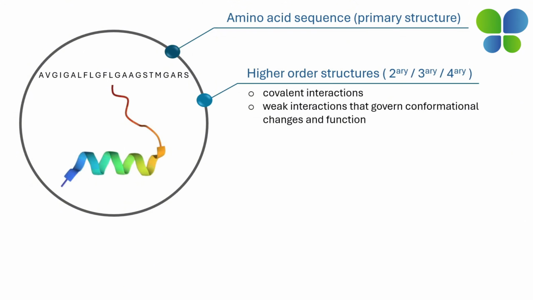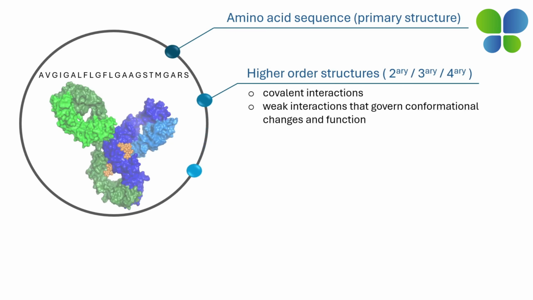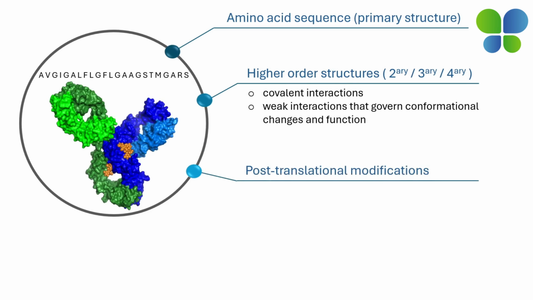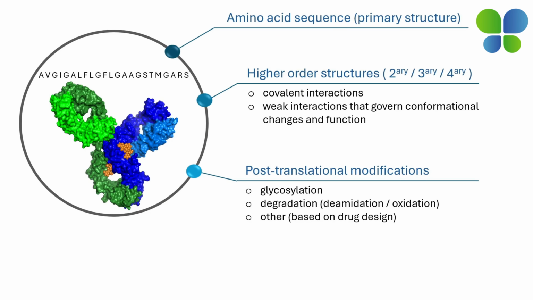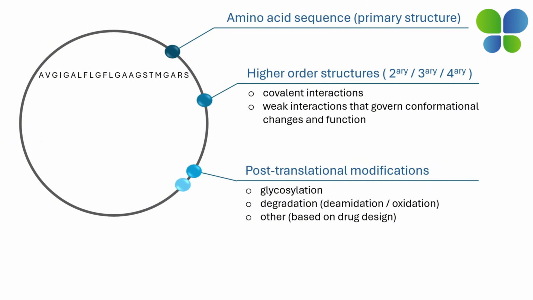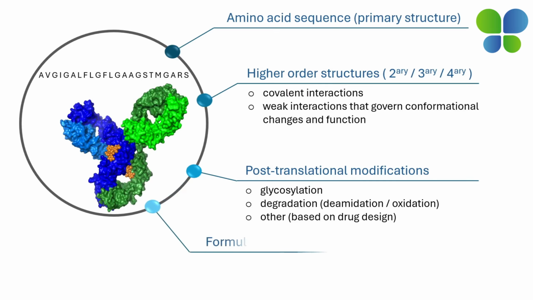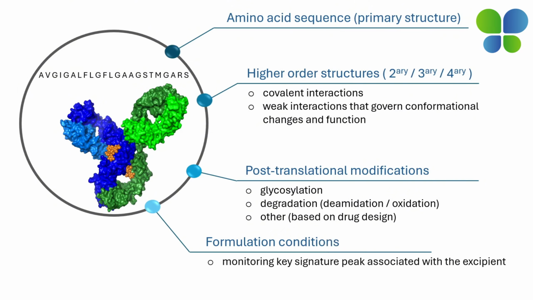As part of product-related impurities, one must also evaluate post-translational modifications, such as the extent of glycosylation, as well as degradation processes like deamidation or oxidation, including the tethered end and payload, which are often designed for antibody-drug conjugates. Also important is the formulation condition to ensure quality, safety, and efficacy. Our rapid screening platform method can evaluate all the above within a single experiment against a reference in just 10 minutes.